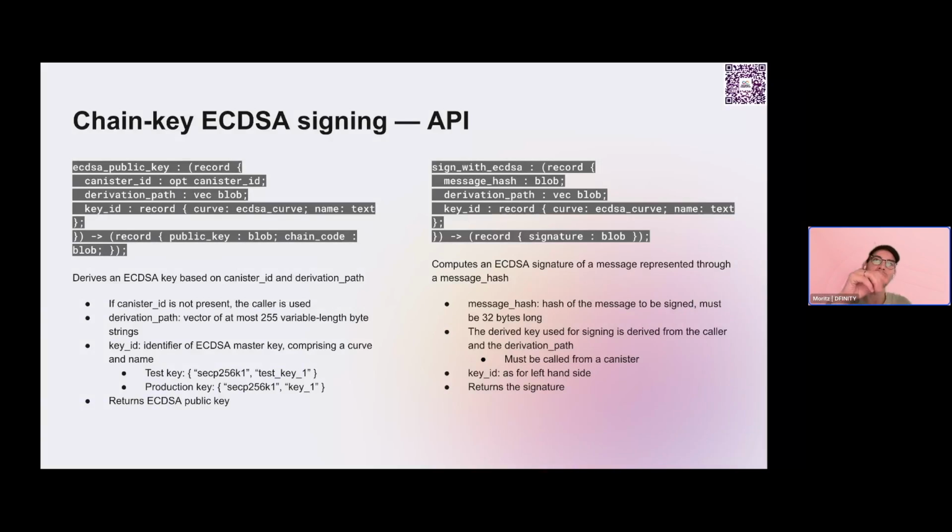So when you call the sign with ECDSA method, the canister ID, or the caller ID, so to say, is being derived automatically and used to gate access to the keys that you can create signatures with. And again, here I'm not going to go into much detail on what the arguments are, but what you get as a return value is the actual signature.